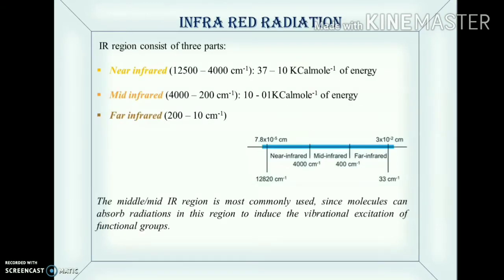IR spectroscopy definitely uses the infrared part of the radiation, and this infrared part of the EMR is a very small portion of the huge EMR, but nonetheless it is still divided into three sections. First is near IR, which extends from 12,500 to 4,000 centimeter inverse wave number. The second part is the mid IR region, which extends from 4,000 to 400 centimeter inverse, and the third part is the far IR region that extends from 200 to 10 centimeter inverse as wave number.